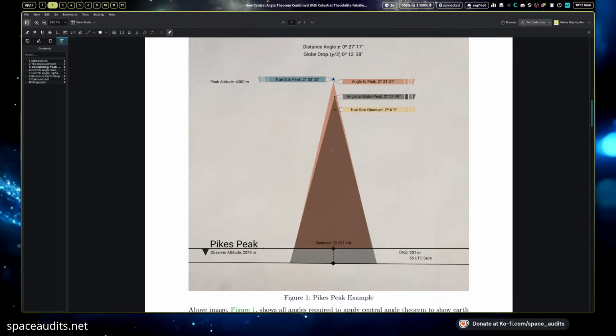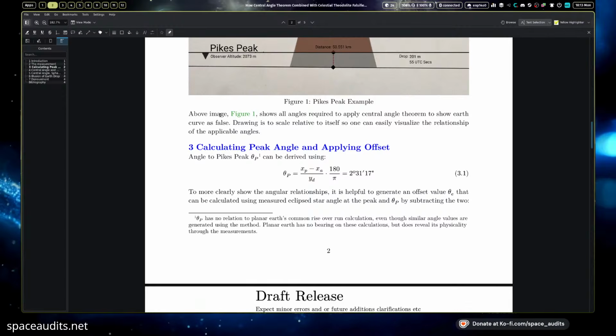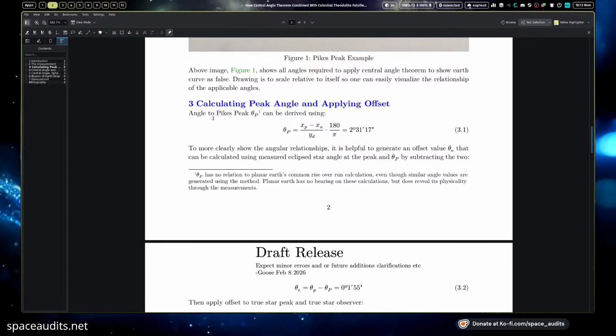So we have two elevations overlaid on top of one another. For flat Earth, it's noted in the light brown here, globe Earth in the darker brown. Star's position at the times of occlusion, with respect to each location for the alignment. All right. Now above, figure 1 shows all angles required to apply the central angle theorem to show the Earth curve is false. The drawing is to scale relative to itself, so one can easily visualize the relationship of the applicable angles.